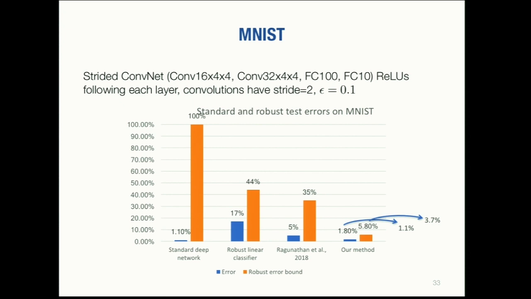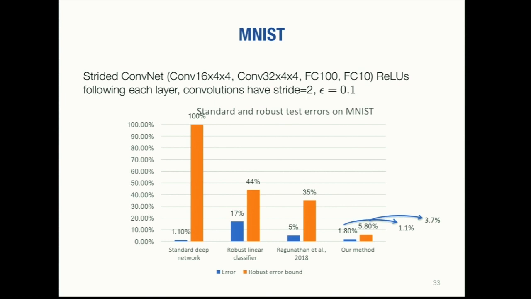Now we can get not quite the same as this still, but on the same order of this, and get our robust error to about 3.7%, which is, I think, on par with even follow-up work of our own. So this is sort of where we currently stand on MNIST.